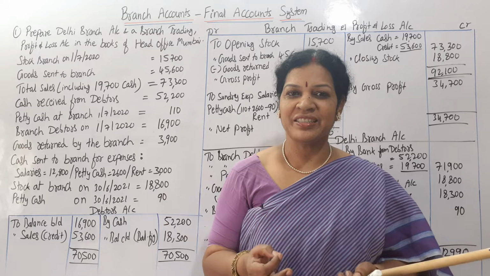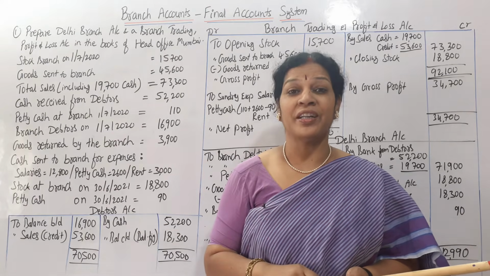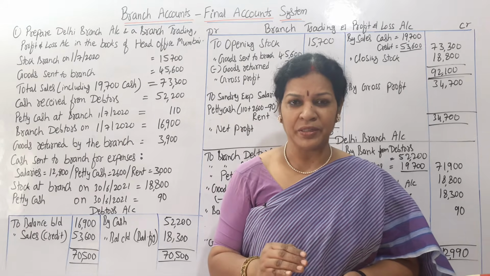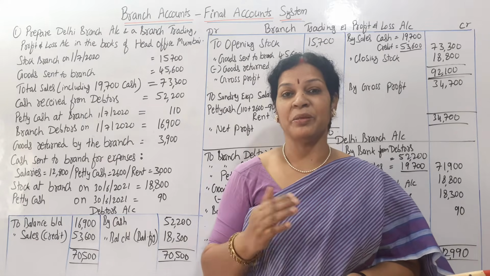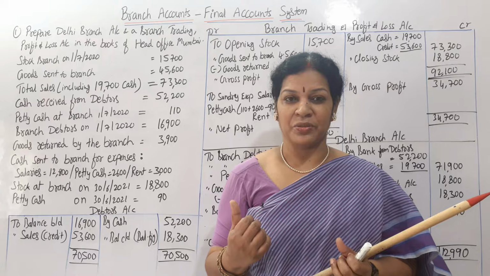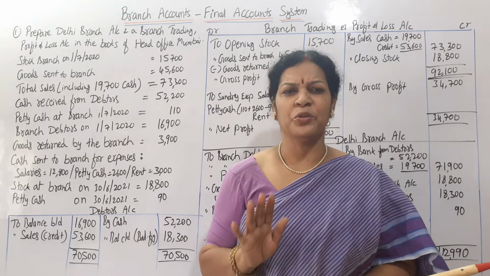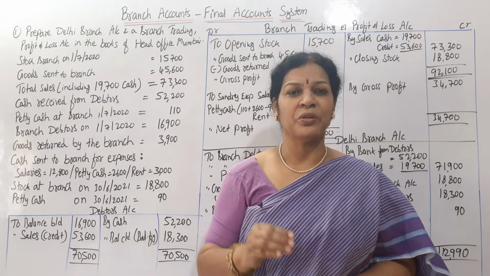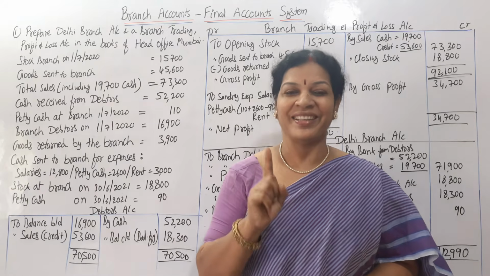So we are discussing branch accounts. Branch accounts first method is over, the debtors system or synthetic method you can say. In that method we have done a lot of problems. Now the second method, branch account second method, that is the final accounts method in branch accounts. It's very simple, nothing to worry. If you understand the first method, in the second method we are going to work out final accounts. Final accounts means trading and profit and loss account only.